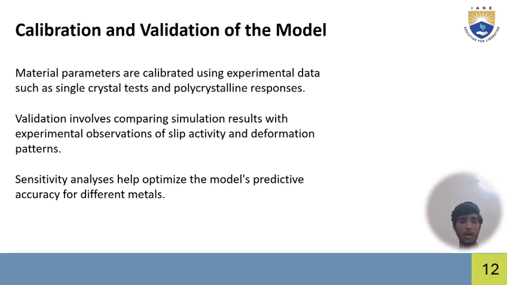Calibration and validation of the model. Calibration involves determining material parameters using experimental data such as single crystal stress strain tests. Validation checks whether the model can reproduce observed deformation patterns in real materials. Additionally, sensitivity analysis helps identify which parameters most influence the model's predictions. This process ensures that the CPFEM remains both accurate and reliable for different metals.